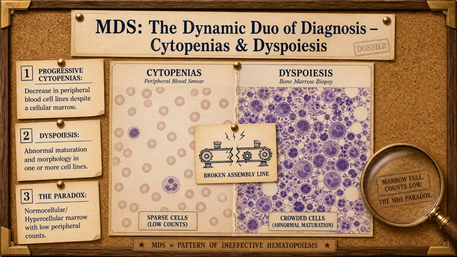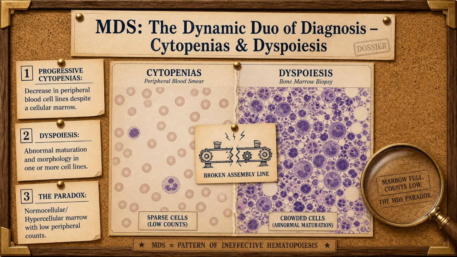So, the paradox is clear. You might look at a bone marrow biopsy and see normocellular or even hypercellular marrow, packed with cells, and think, where's the problem? But then you look at the peripheral blood counts, and they're low. The disconnect is the ineffective hematopoiesis. The cells are being made, but they're faulty and don't make it to full maturity or function properly in the circulation. Your role as histotechnologists is absolutely critical in identifying these two features.